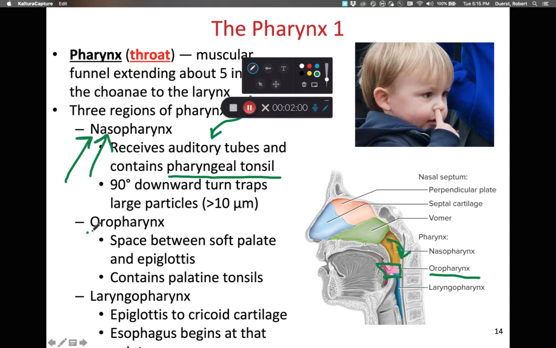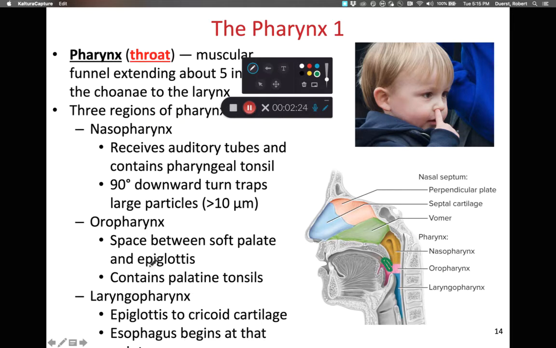As we look at the oropharynx, where we have food, air, and drink traveling through it, the oropharynx is going to contain the palatine tonsils, which are located on the margin, shown right up here. Let me clear the screen. That's really hard to see. So we have the palatine tonsils up there to show you those.